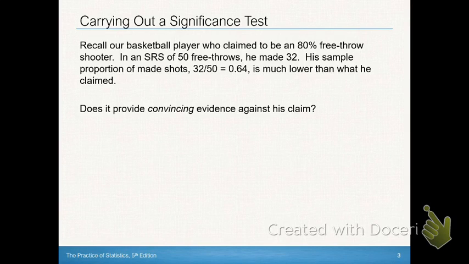In this section of notes, we're going to return to the idea of significance testing. So in the previous notes, we kind of got an idea of what it was, but we haven't actually looked at how you go about doing a significance test.